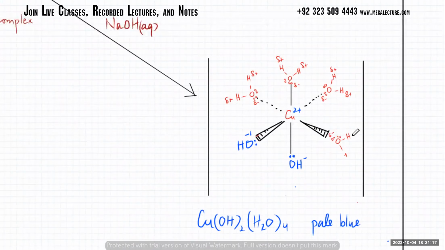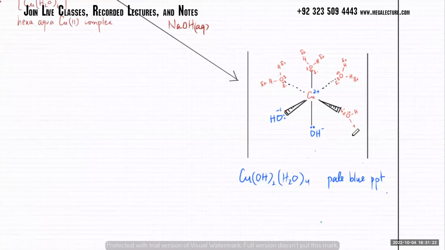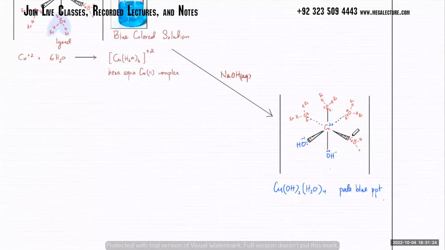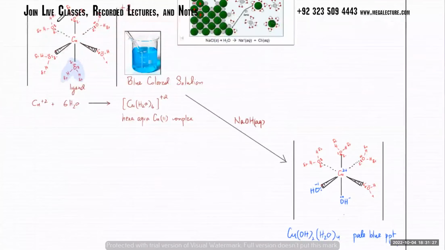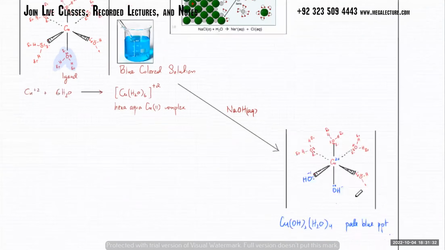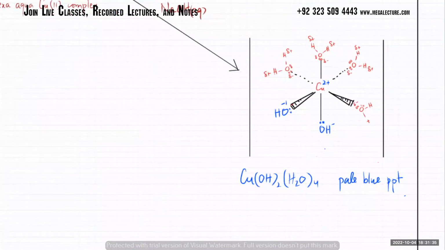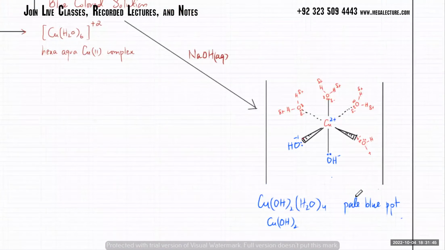It's a pale blue solid that is formed when you add NaOH to copper sulfate, or whenever you add NaOH to this blue colored solution. Some of the water molecules get knocked out and are replaced by OH ions. Sometimes this is also written as Cu(OH)2. And since a precipitate is formed, this reaction is known as precipitation.